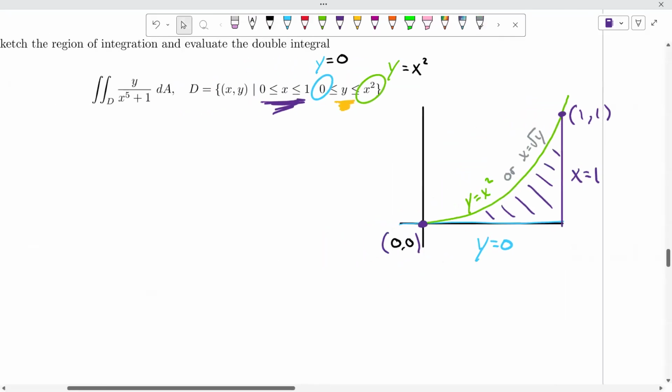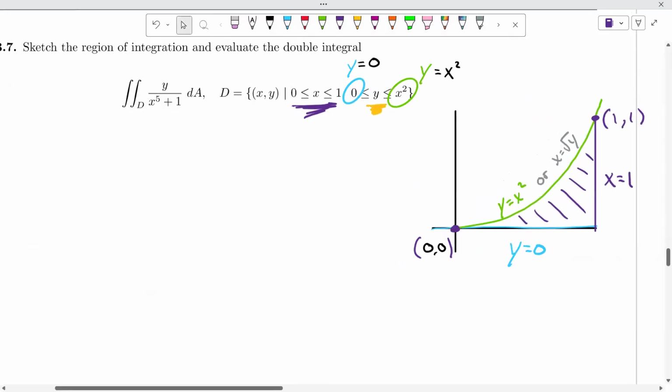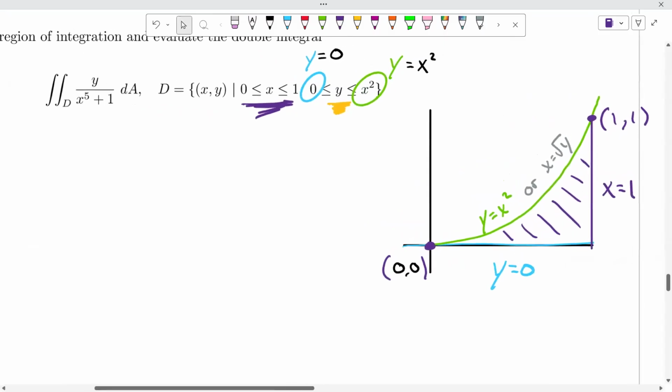Maybe I'd prefer to integrate x squared than square root y, but it might be my integrand that determines which order I should do first. If I attempt to do x first, I have to integrate what is effectively 1 over x to the 5th plus 1. And that doesn't look great.